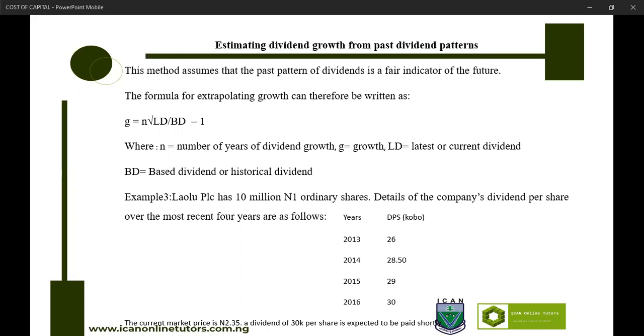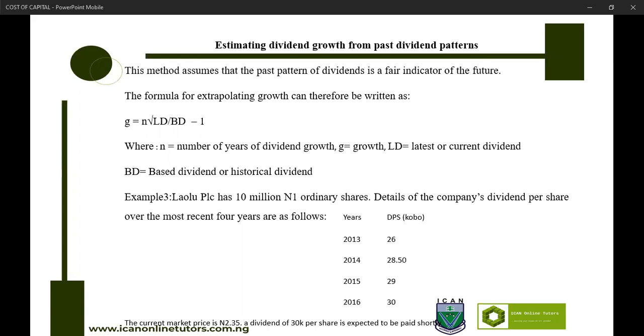We may lay our hands on some other material whereby we are going to see the formula stated as N minus 1 before the square root of LD divided by BD. What we just need is an understanding of how this formula is being used. So if you understand how the formula is being used, there won't be any need for us to have that N minus 1 before the square root. Are we there? Are we following? Yes, sir.